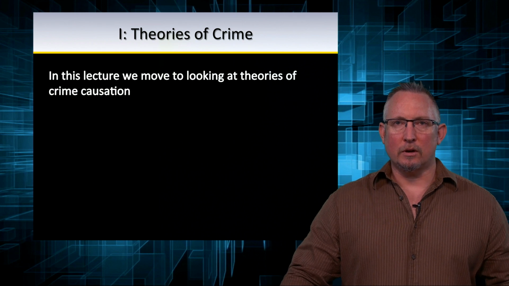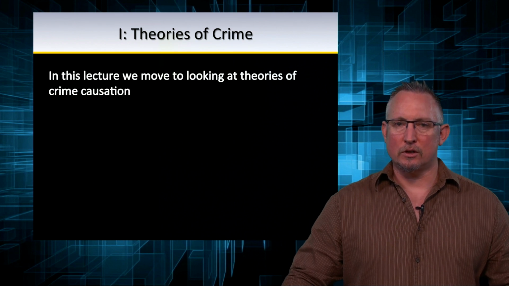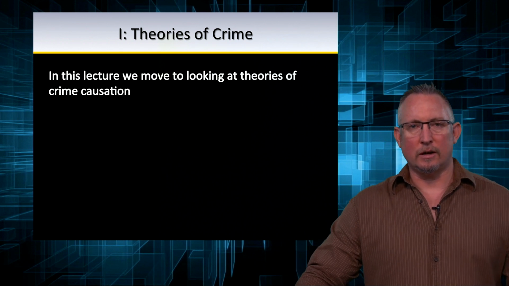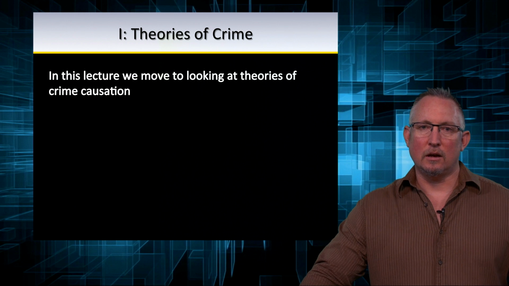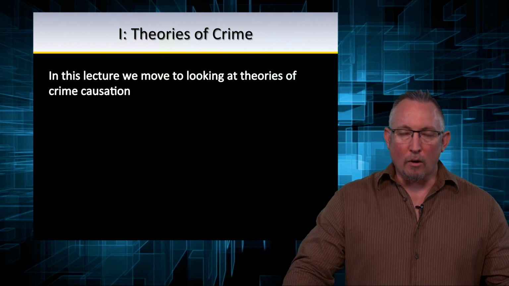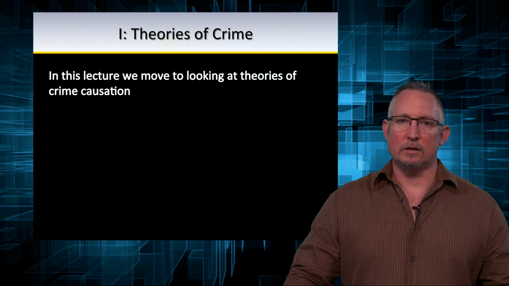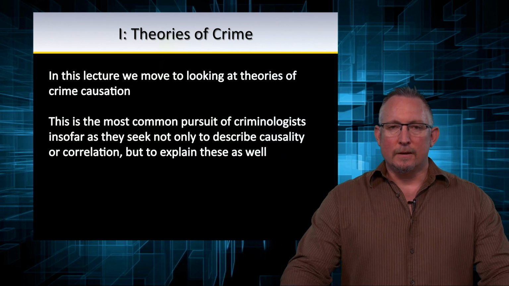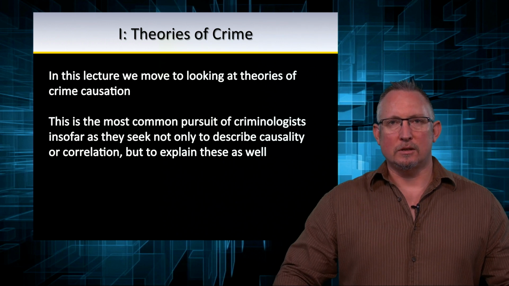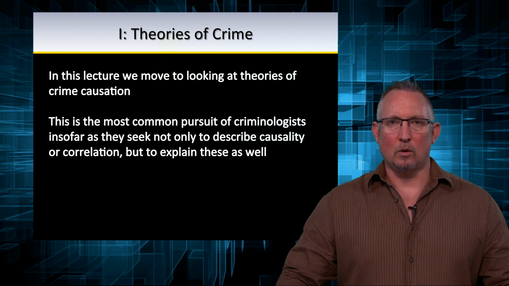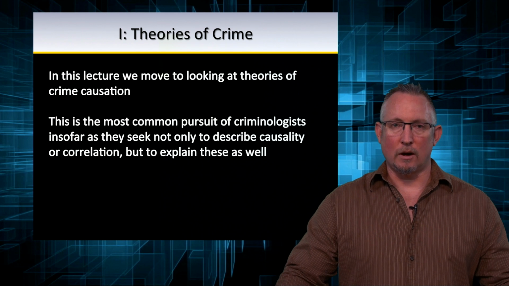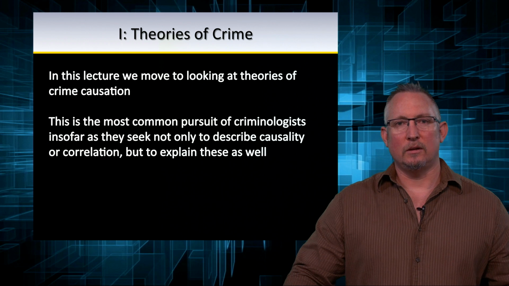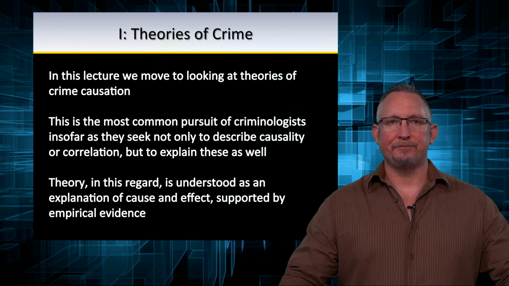So in this lecture, we're going to move to looking at theories of crime causation. A major part of this course is what we do in this sense. We look at research and existing theories of crime from a variety of sociological as well as other perspectives, or sociological critiques of those perspectives. This is the most common pursuit of criminologists, as they seek not only to describe causality or correlation, but to explain these as well. Right? This goes all the way back to Sutherland and Cressey's definition from week 1. The point is not merely to describe, but to explain.